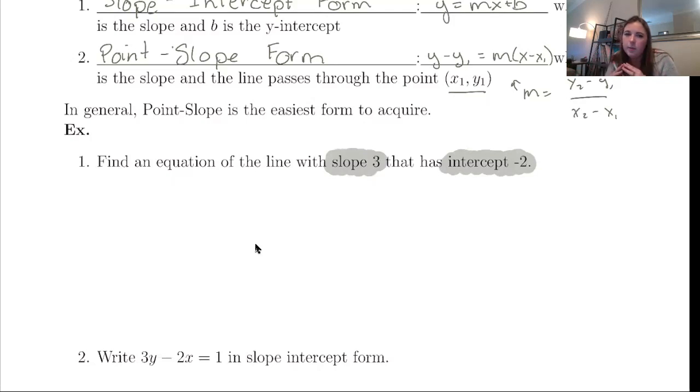It doesn't matter what form we're putting it in. Yeah, 3x minus 2, right? We could write it in point slope form, but that would take a lot more time. Right, and the -2 comes from the intercept being -2. All right.